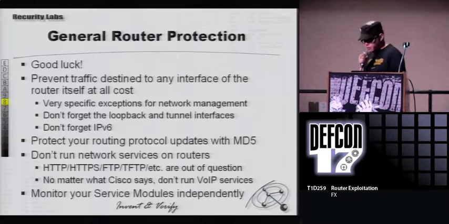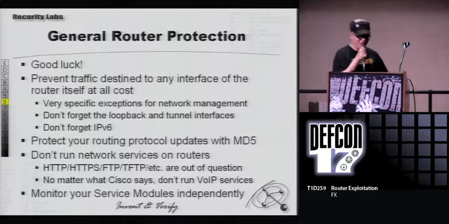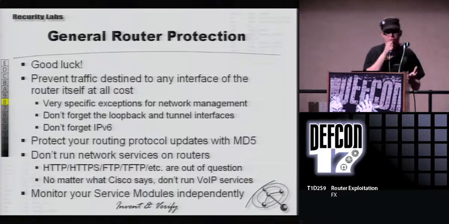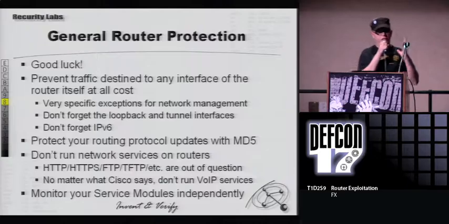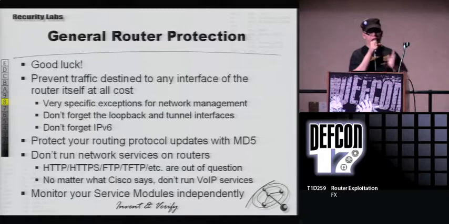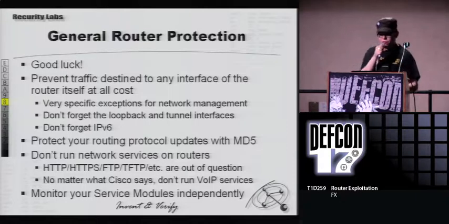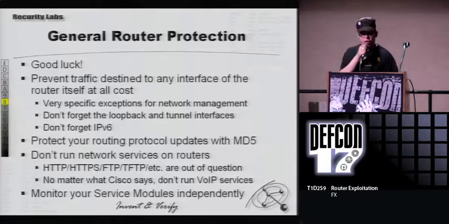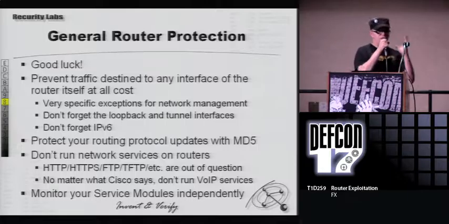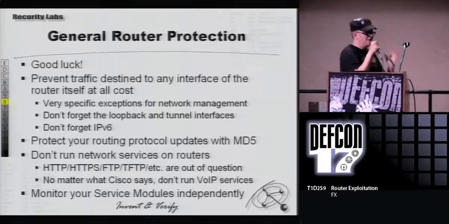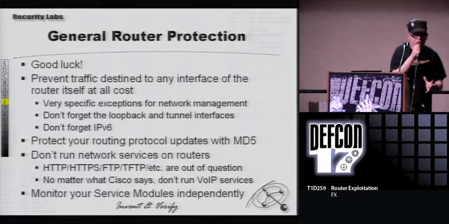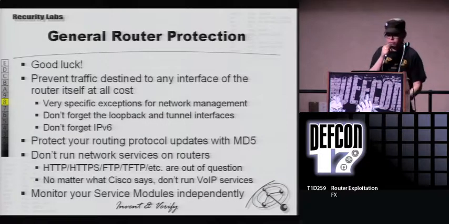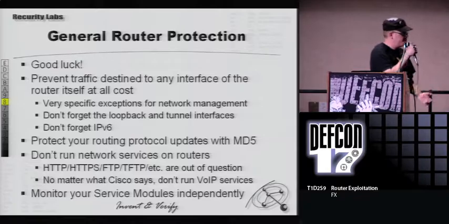So how do you protect? First of all, good luck. The easiest way to protect is prevent traffic destined to the router itself from getting there. Nobody is supposed to talk to your router. And don't forget your fancy interfaces that you configured. You should use MD5 where you can in routing protocols. And you please stop running stuff on iOS. It can barely handle itself. How should it handle a web server and an FTP server on top of it, right? So don't.